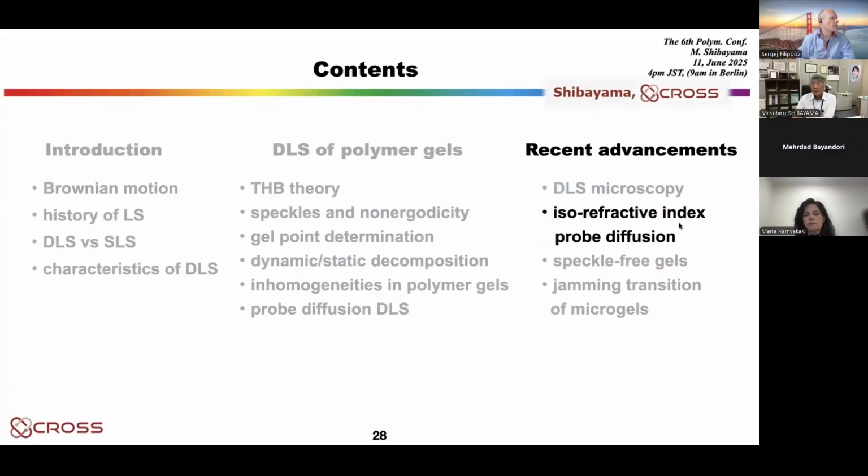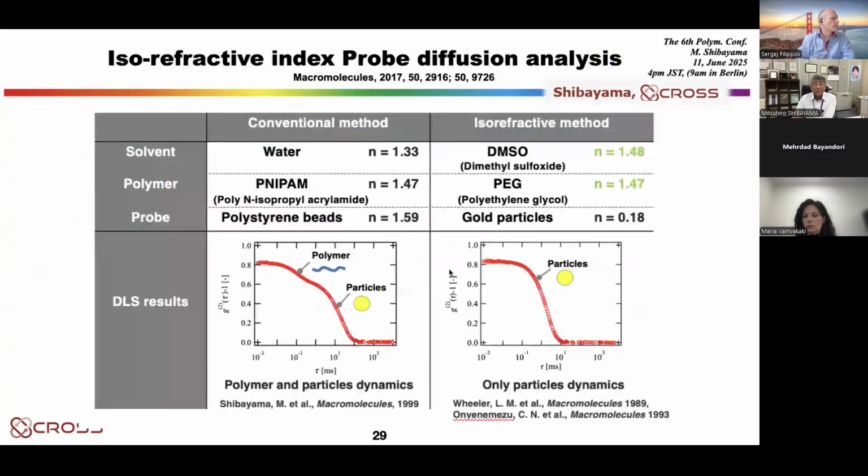The second one, the isorefractive index probe diffusion. So isorefractive index probe diffusion analysis. We are successful in measuring the polymer diffusion and particle diffusion in this particular case, water, polymer, and polystyrene beads. This is okay. We can get the dynamics of both components. However, if we focus on the particles and what is happening in the matrix of the gel network, we try to remove this contribution.